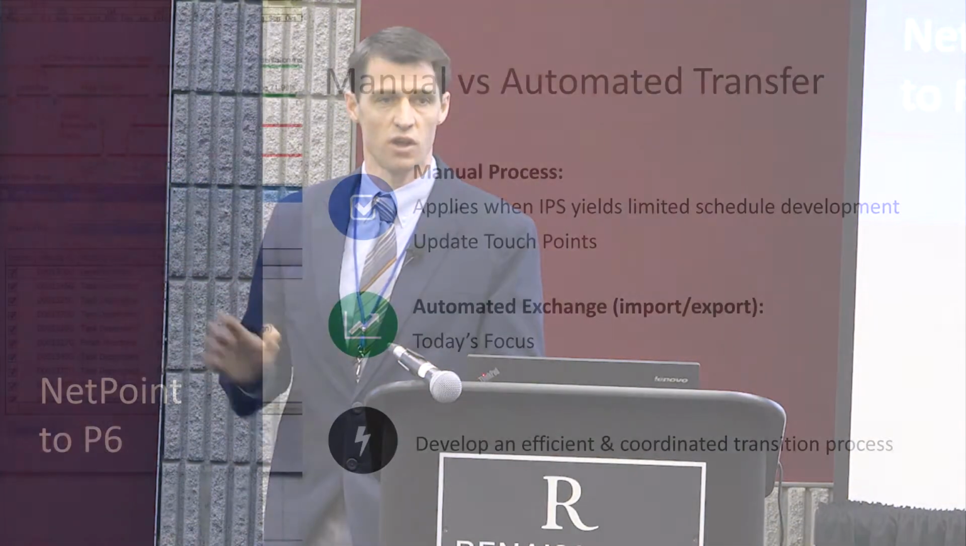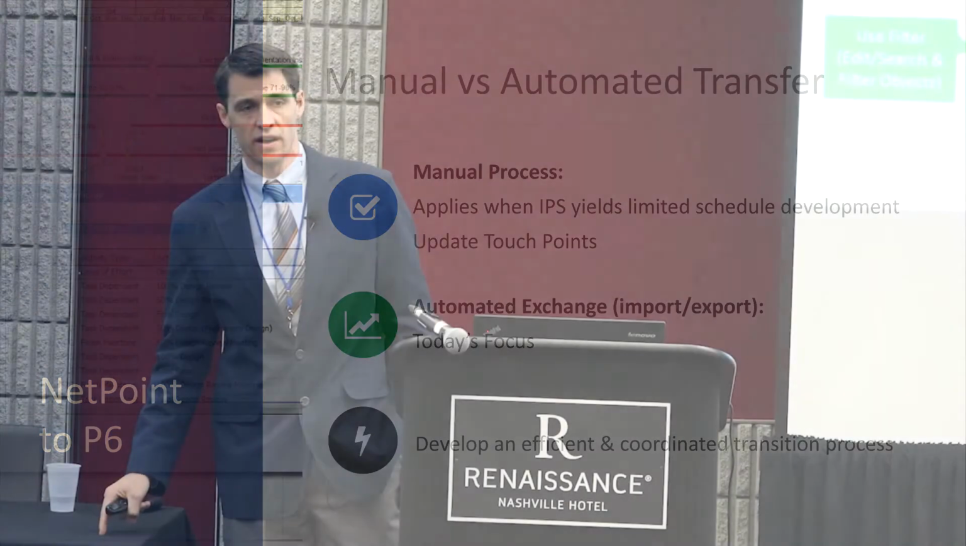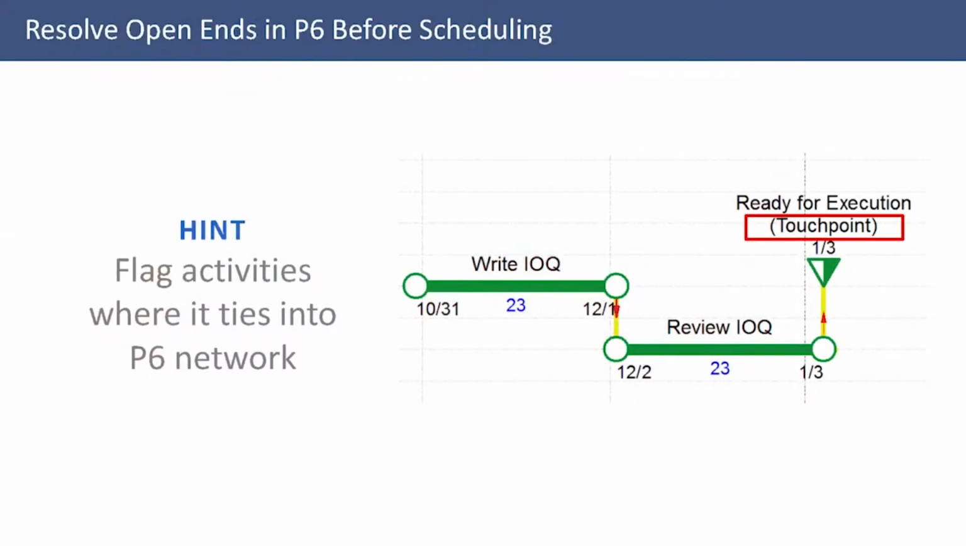For small instances like that, we would just go into P6, add the activities, and call it a day. But when those IPS sessions really develop some volume, you know, 30, 40, 50, 60 activities, no one wants to be recreating that information. You may have intentional open ends in your NetPoint file. And the reason you have that is because you plan on tying it back into P6 somewhere. So a really simple thing, what we've done is in the description, we've just put in a keyword, touch point, or something like, you know, tie to P6. Remember, this is where we tie in.